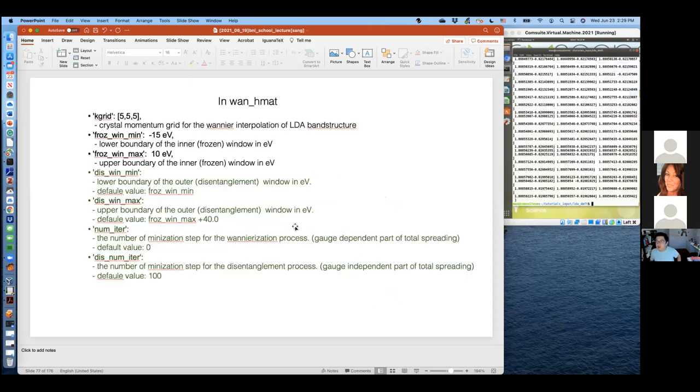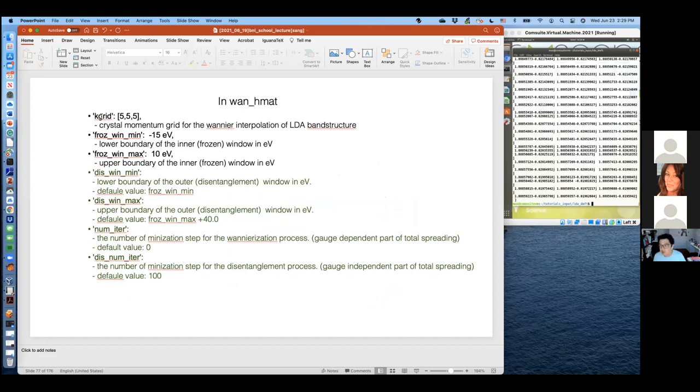Okay, with this understanding, in the Wannier Hamiltonian matrix dictionary, we should provide some keys and values. The first important thing is the K-grid. Here, for the calculation of the fermionic bath field or hybridization function, we want to do the calculation on a really fine K-grid.